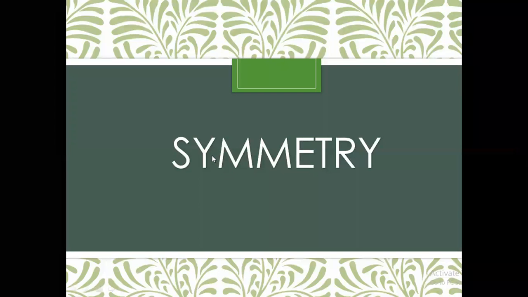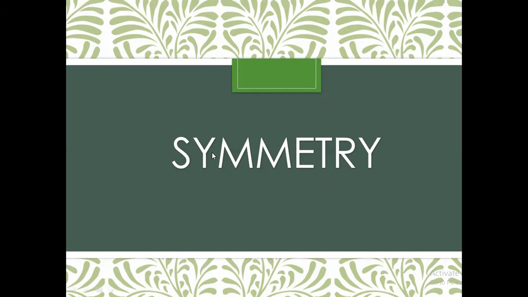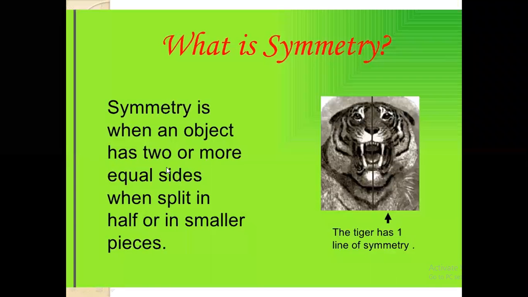We have completed the chapter on ratio and proportion, and in this class we are going to start the chapter on symmetry. In this class, we'll be seeing what symmetry is, what the types of symmetry are, and how many types there are in various shapes. So first, what is symmetry?